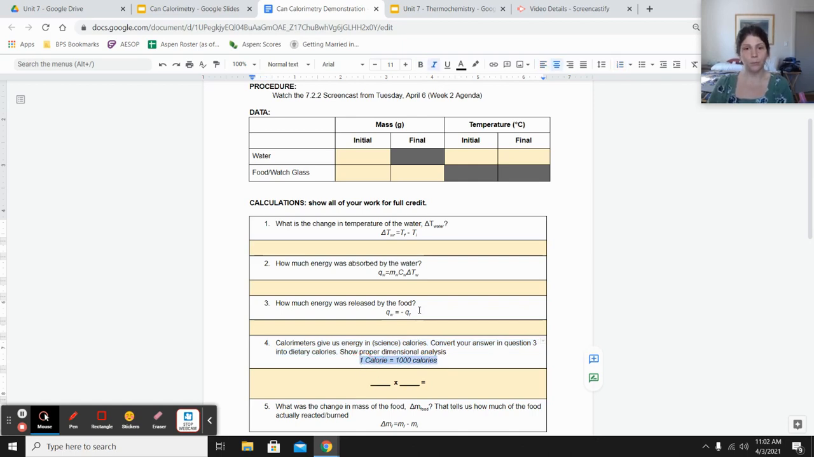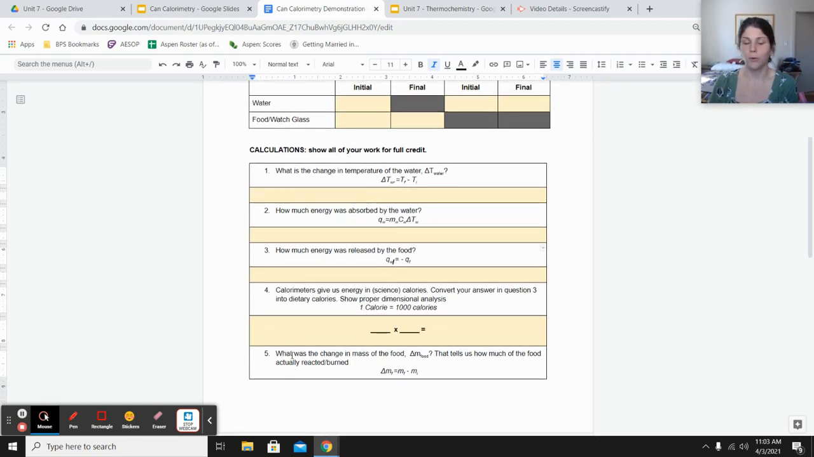But importantly, we can use the law of conservation of energy to say, well, if the water's absorbing this amount of energy, that means the food is giving off this amount of energy. Q of water equals negative Q of food. So if the Q of water comes out to be positive, if the water absorbs energy, where does it get that energy from? It gets it from the food. So we'll be able to figure out how much energy comes from the food.